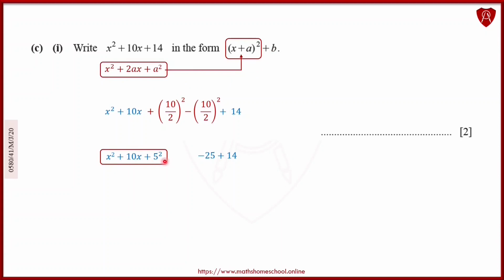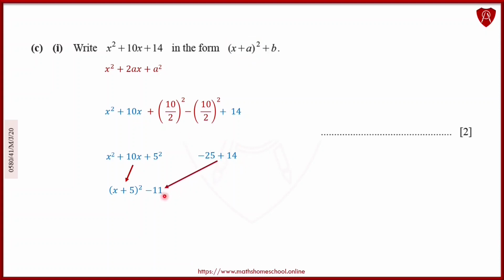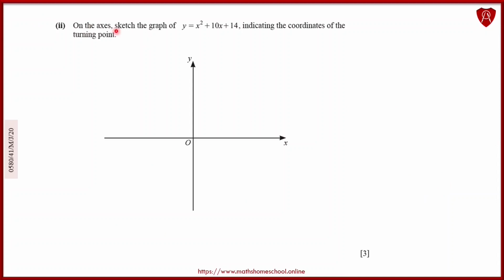So we can now take this expression and write it as (x plus a) squared. Remember, our a is 5, so it becomes (x plus 5) squared. This part resolves, and this now is the required format in which a is 5 and b is negative 11. So that's our answer.